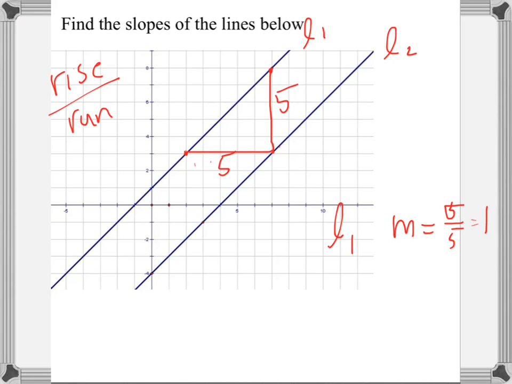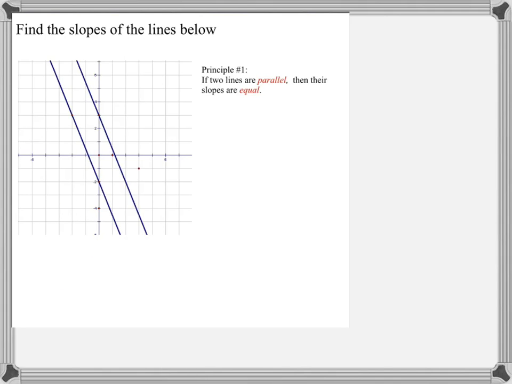L2, let's do the same thing here. Let's pick out a couple points. So here's a good point, and this looks like a good point here. The vertical change is 2 versus the horizontal change, which is also 2. So L2 has a slope of 2 over 2, which also reduces to 1. So their slopes are identical. And that leads us to principle number 1: if two lines are parallel, then their slopes are equal.